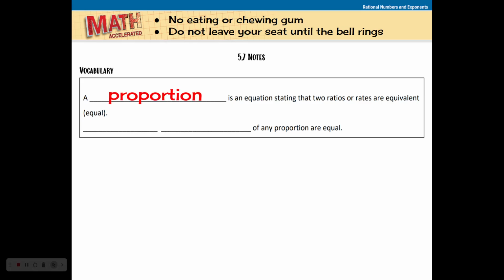A proportion, this is kind of a review of earlier on in the year. A proportion is an equation stating that two ratios or rates are equivalent. So using that idea of ratios and rates, set them equal. It's a proportion, what we kind of talked about earlier. Cross products of any proportion are equal. So the whole cross multiplying, that's coming back.